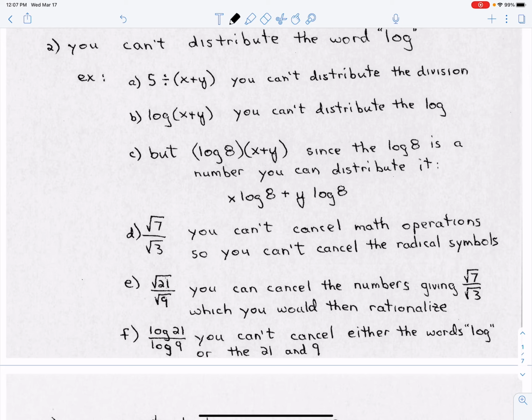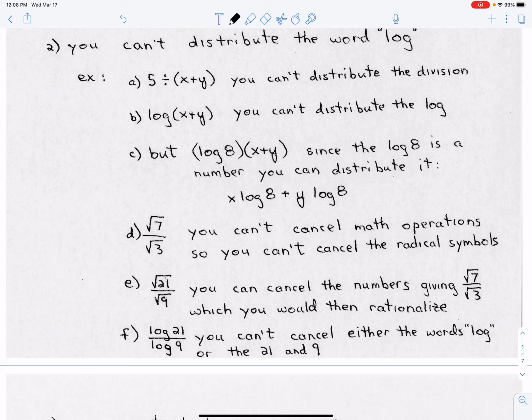Can I cancel math operations? No, you can't. So I can't cancel the square roots and call this 7 over 3, right? What you'd have to do, I don't want to get into this, is you'd have to rationalize it by multiplying by square root of 3 over square root of 3. Okay, that's fine. You should know that. I'm not going to get into that. That's not my purpose here. Okay, but can I cancel the numbers? Square root of 21 over the square root of 9. Yes, I can. Now, the operation's still there.